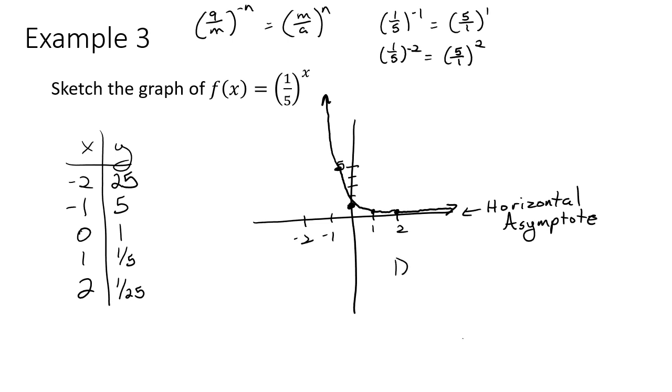The domain, it's still forever to the left, forever to the right. Negative infinity to positive infinity. In fact, that will always be the domain of an exponential function. And the range, the y values, is still 0 not included to positive infinity.